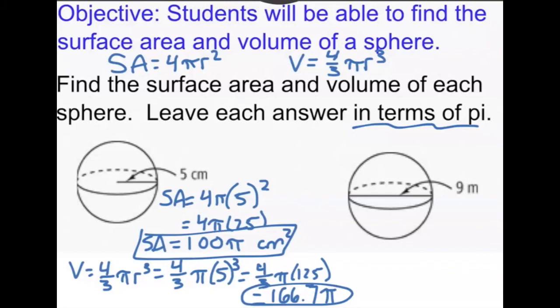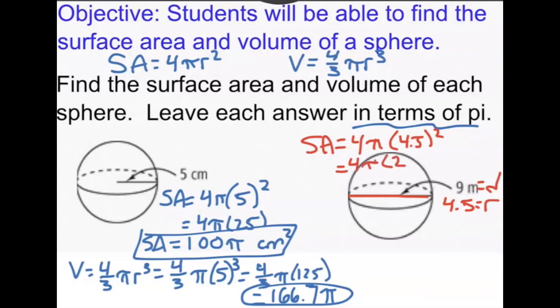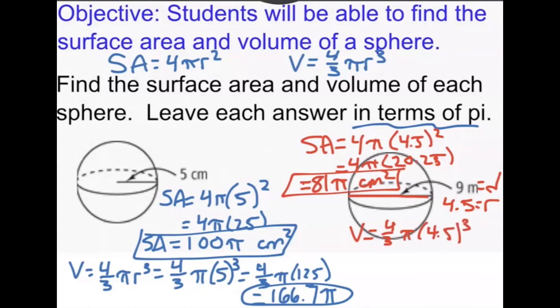Okay. All right. So then for this one, they gave us 9, but 9 is all the way across, which makes it a diameter, which means 4.5 is the radius. So that's the number that we're going to use for this. So the surface area of this shape is 4 pi times 4.5 squared. Okay. And that's equal to 4 pi times 20.25. If you multiply 4 times 20.25, you get 81. We're leaving it in terms of pi, square centimeters. That's our surface area.